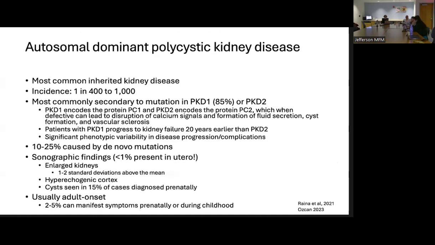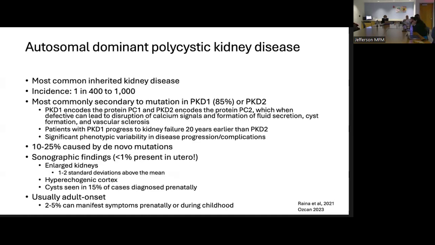That's great. Autosomal dominant polycystic kidney disease is the most common inherited kidney disease. The incidence is 1 in 400 to 1 in 1,000. It's most commonly secondary to a mutation in PKD1, which is 85% of cases, or PKD2. PKD1 encodes the protein PC1, and PKD2 encodes the protein PC2, which when defective can lead to disruption of calcium signaling, fluid secretion, cyst formation, and vascular sclerosis.